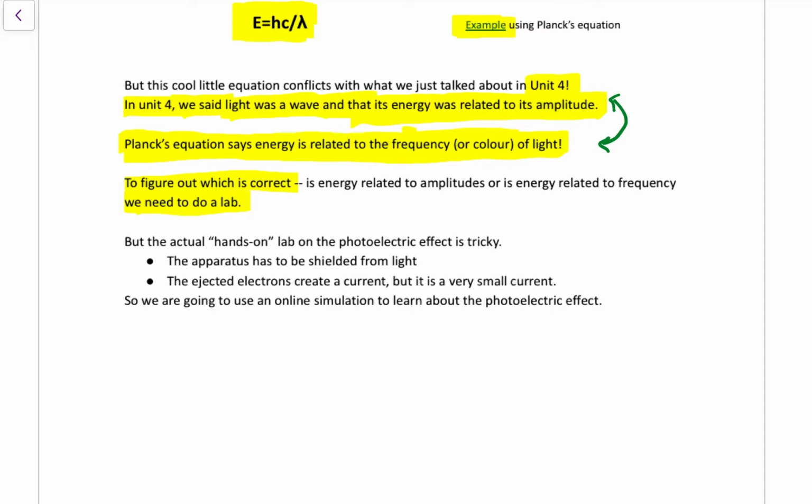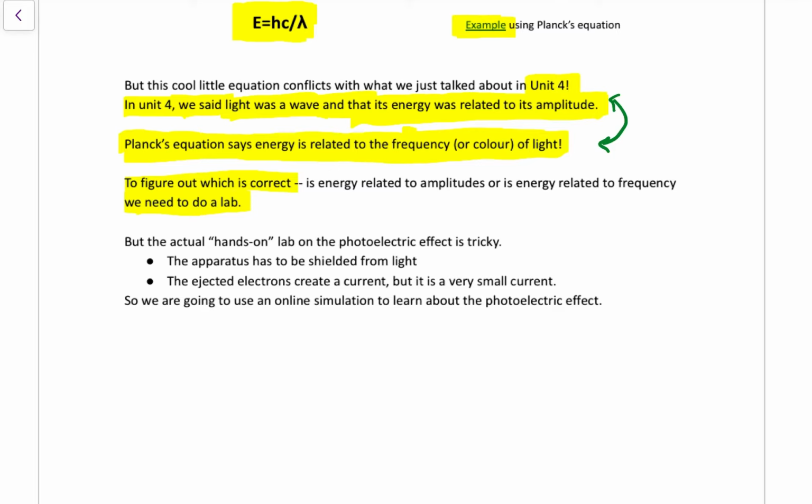In science, when we have two models that are disagreeing, the best way to figure out which model is right is to find a practical lab, something we can observe, some real world observations, because the real world always tells us the truth. We can't really theoretically argue these two. We'll never come up with a full answer unless we do an experiment. We have to follow the data, follow the real world. So if our two models are energy related to amplitude or energy related to frequency, we need a lab to do it.